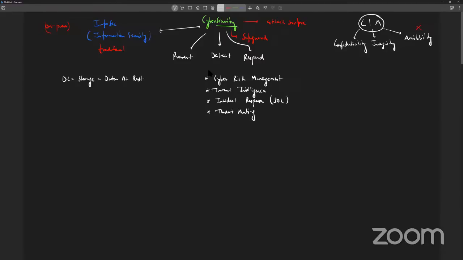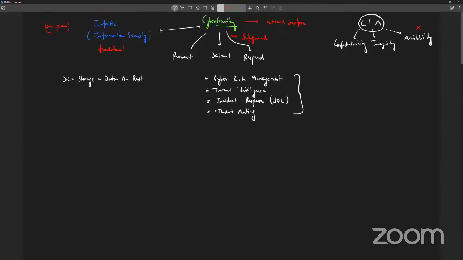So a lot of these things fall into the cybersecurity category or cybersecurity programs as well. Again, this is covering all of these things. They're doing the prevention, the detection, and then the response part.